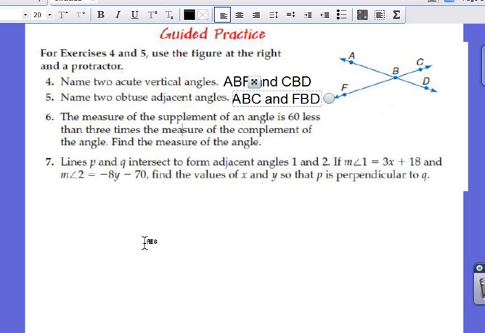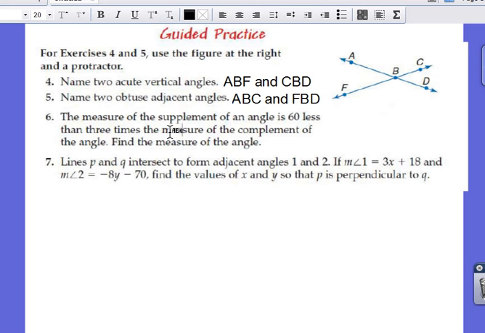Excuse me. All right, let's do number 6. Number 6 is a little tricky because it's a word problem, but let's just go over it real quick. The measure of the supplement. When you hear the word supplement, that means two angles that add up to 180. Of an angle is 60 less than. When you hear less than, that means you're taking 60 from something else. So it's whatever it is minus 60.